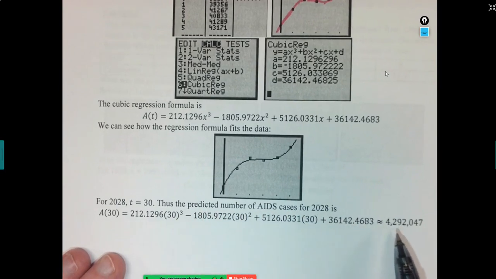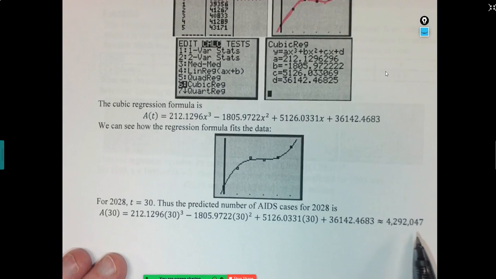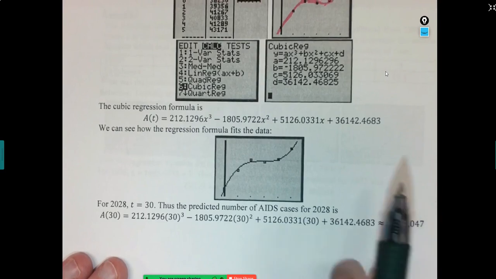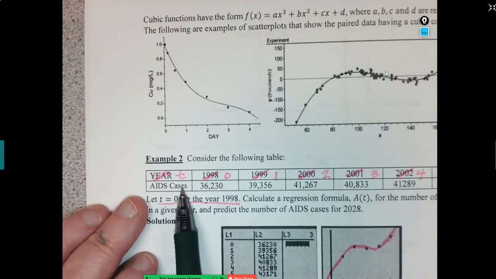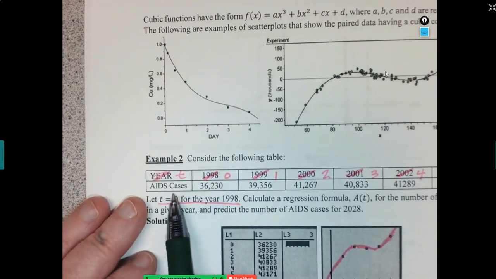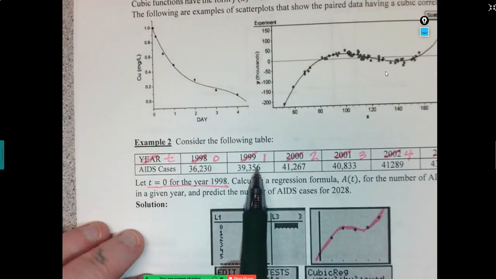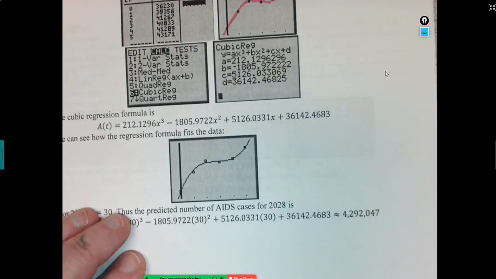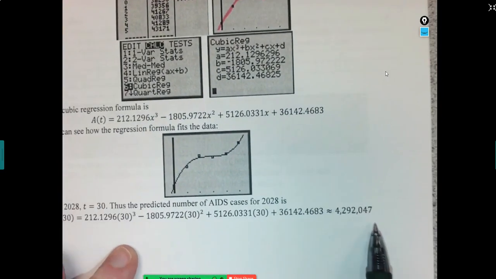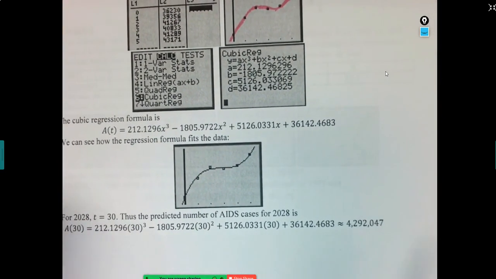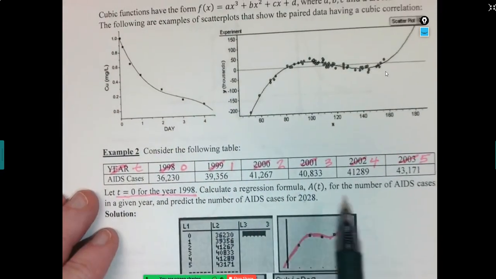And if I take that to the nearest number, it's going to be 4,292,047. Okay, and that's the actual number. So here we didn't have where this number represents thousands or what have you. These are actual numbers here. And so this is my actual number. So if the rate of infection continued as it was.